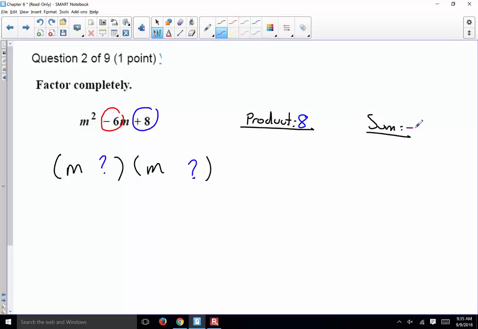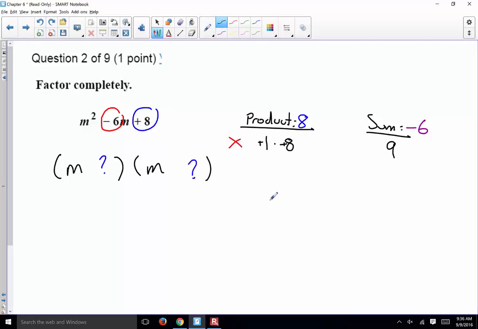Okay, this one is tricky. Now, let's start with the smallest number that can be a factor of 8. What is that? 1. I choose 1 and 8. 1 times 8 is 8. So it can be 1 and 8 here. But when you add positive 1 and positive 8, what is the total? 9. That means this guess is wrong.